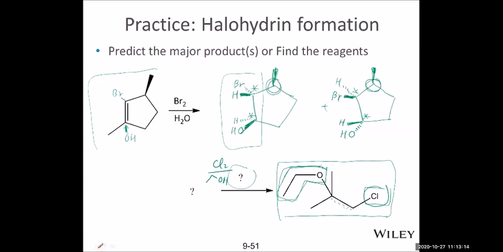So let me use a different color for that. This will be the alkene that gives me this product, with the double bond being here. So there it is. This is the mystery alkene, and this is the mystery reagent. With these two, we'll get this product.